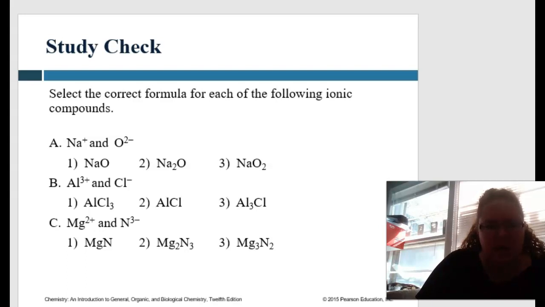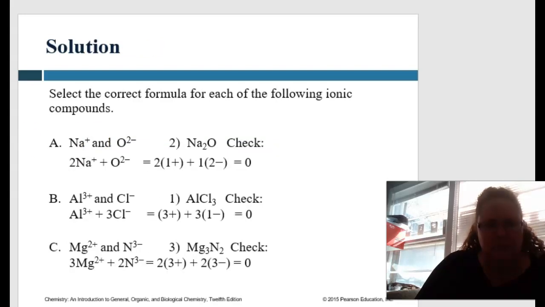Here's a longer one for you. Again, pause me and come back. Sodium has a +1 and the oxygen has -2, so we need 2 sodiums to balance the 1 oxygen at -2. That gives us the formula Na2O. For the aluminum, it has +3. Chlorine only has -1, so we need 3 chlorines to balance it out, which gives us AlCl3.